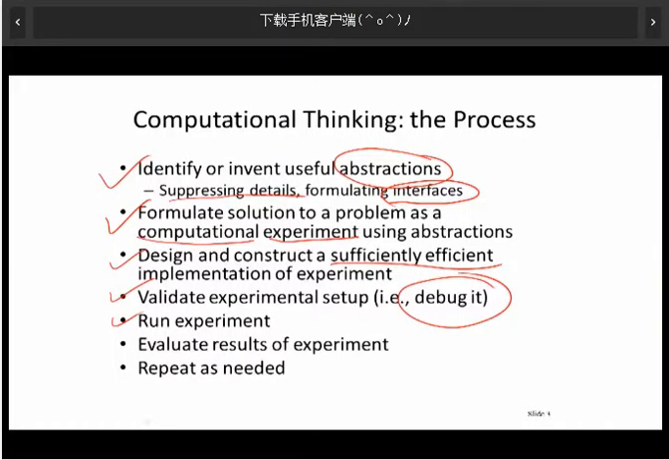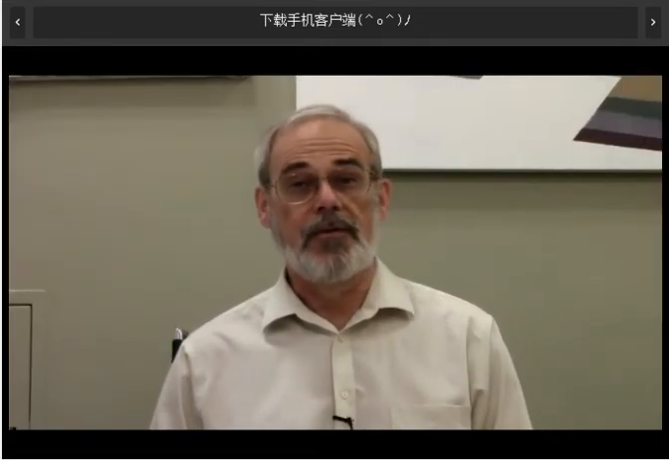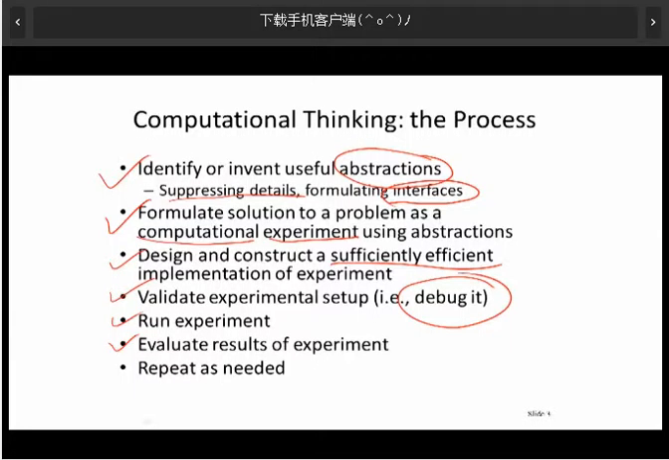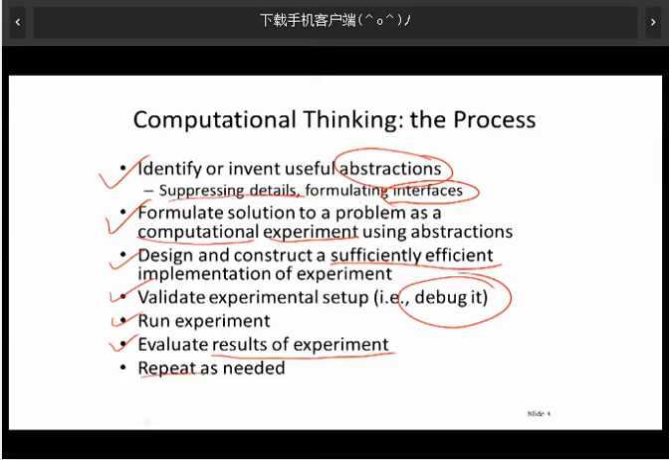And by the way, associated with that, I need to evaluate the results of the experiment. We haven't talked as much about that in this course. We will in the follow-on to this course. But it's not just run the experiment. I need to make sure that the results I get make sense. They pass the laugh test, if you like. They really do capture what I would expect from this particular computation. And then I need to repeat it.